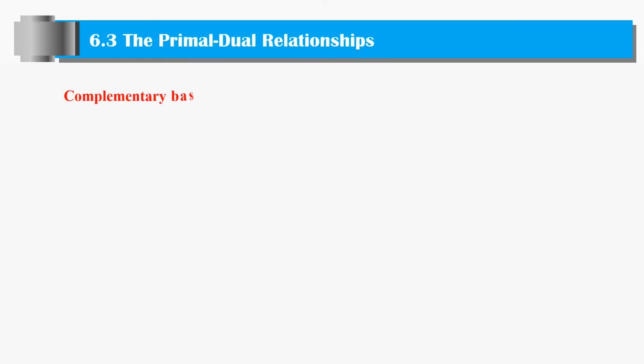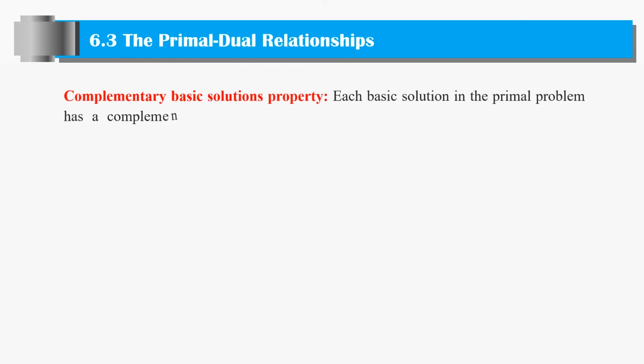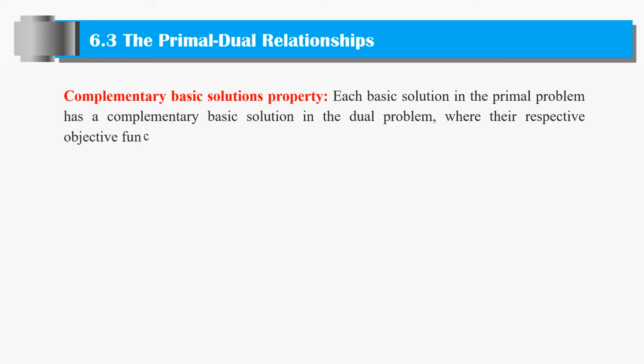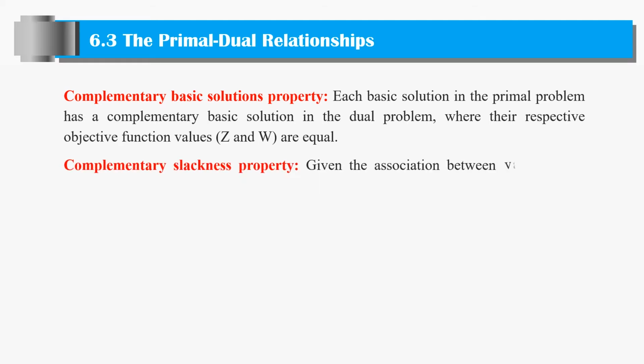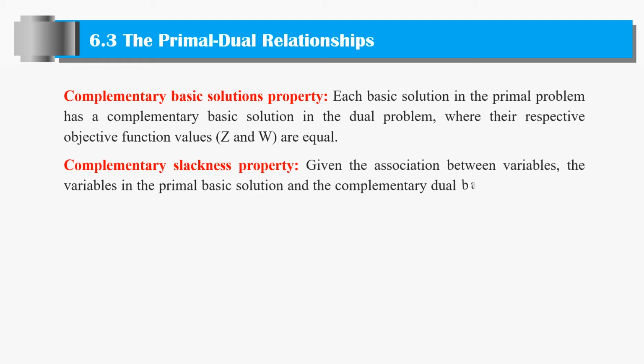So from this, we have the complementary basic solutions property. We say that each basic solution in the primal problem has a complementary basic solution in the dual problem, while their respective objective function values z and w are actually equal. And then we also have the complementary slackness property.